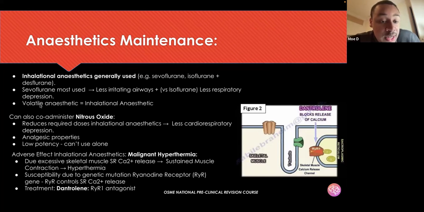Just to clarify, volatile anesthetic literally means inhalational anesthetic, so they're interchangeable. You can also administer nitrous oxide, and what it does is it reduces the required doses of the inhalational anesthetics that you're using. This is desirable because then you get less cardiorespiratory depression, because as we'll outline later, the inhalational anesthetics cause cardiorespiratory depression. Another desirable property is that it has analgesic properties. However, its low potency means that you can't use it alone for procedures. You need to administer the other inhalational anesthetics.